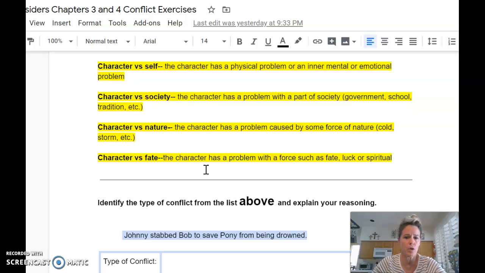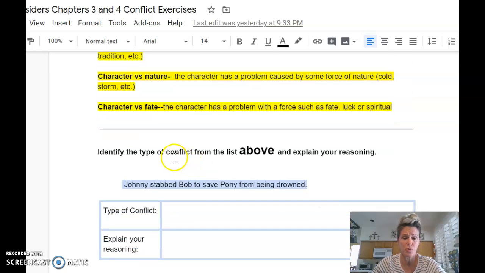I want to go over an example or 2 with you. So if we're identifying one of the conflicts from above, notice the first scene from the book is Johnny stabbed Bob to save Pony from being drowned. Okay, and that's obviously at the fountain, where Bob and his buddies have attacked Pony at that point and are holding him by the throat and forcing him underwater. So that type of conflict would be a character versus character. Then when it says explain your reasoning, you could say something like, Bob was strangling Pony Boy and almost drowning him, so Johnny stepped in to save him.